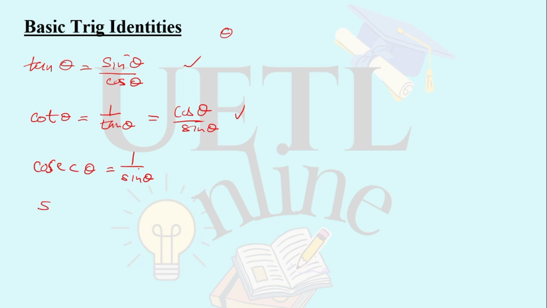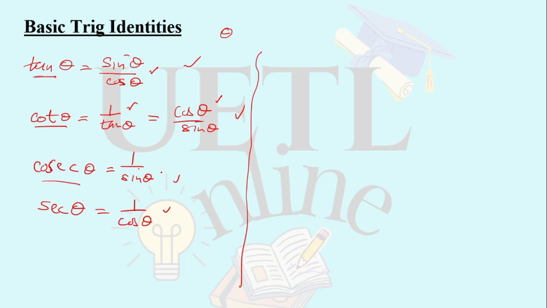Then we have sec theta, which is 1 over cos theta. You can substitute these. These are the basic trig identities we are going to be using, so make sure you remember them. I'm going to add some more advanced ones, but these are the basics. Every time you see tan theta, cot theta, cosec theta or sec theta, you can substitute it with the corresponding expression.